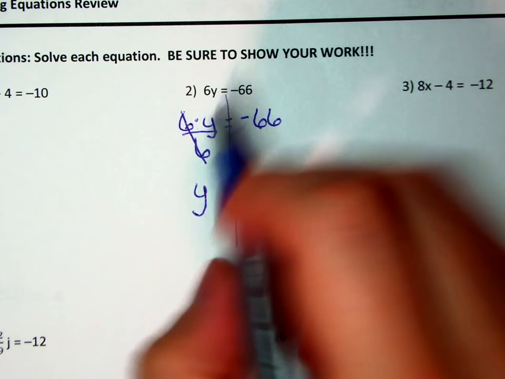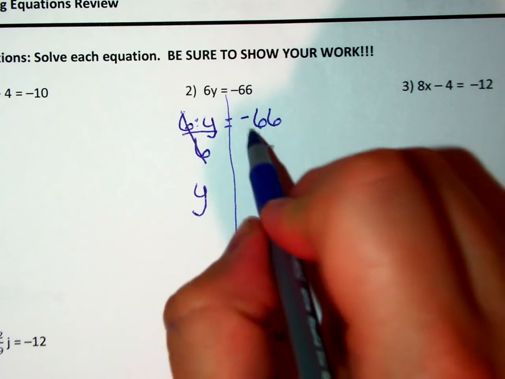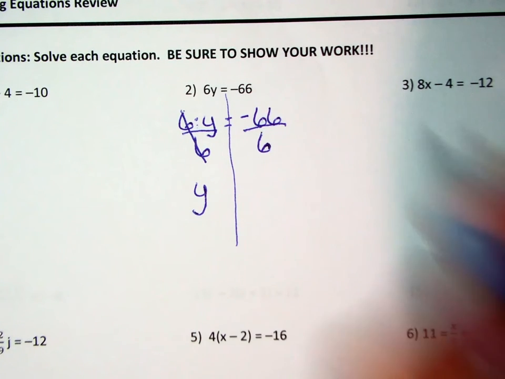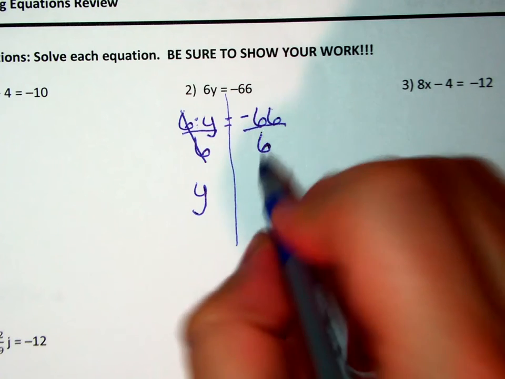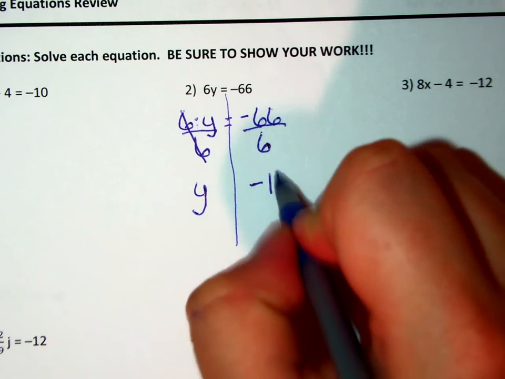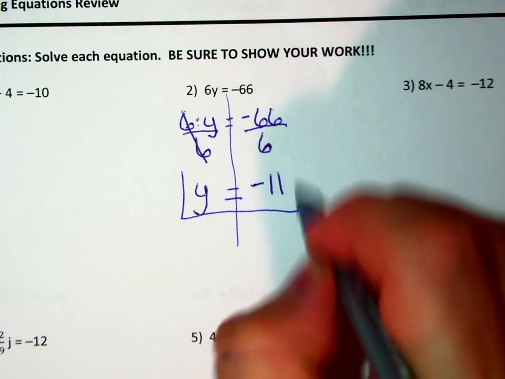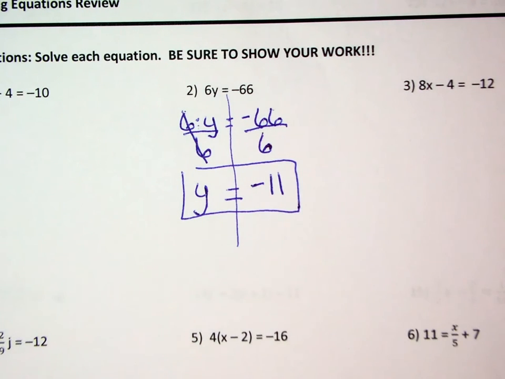Anything I do to one side of the equation, again, we need to do to the opposite side of the equation. So I'm going to also divide here by 6, and negative 66 divided by 6 is negative 11. So for number 2, y equals negative 11.